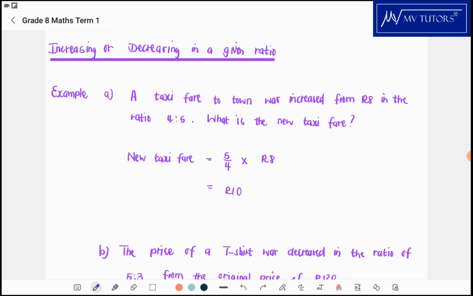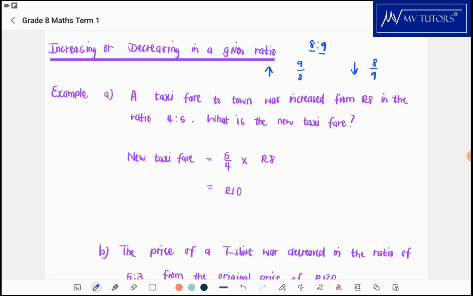So, before we get to these examples, you can already see the answer. If ever you are increasing in a given ratio, so let's say you have a ratio of 8 is to 9, you will put these values in fraction form, but the biggest number must be on top of the fraction. Okay, so this is for increasing. If you want to decrease in a given ratio, the biggest number must be in the denominator.